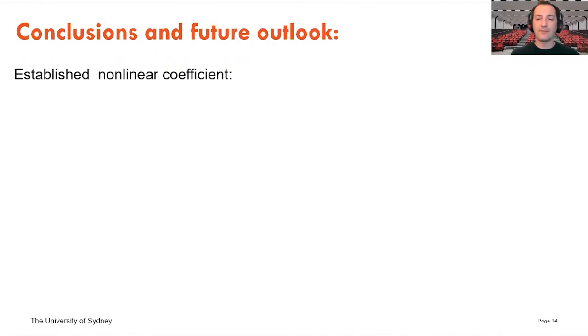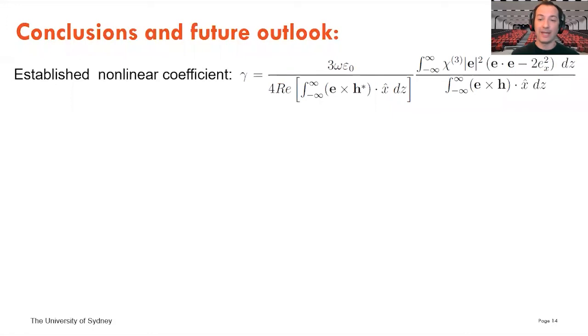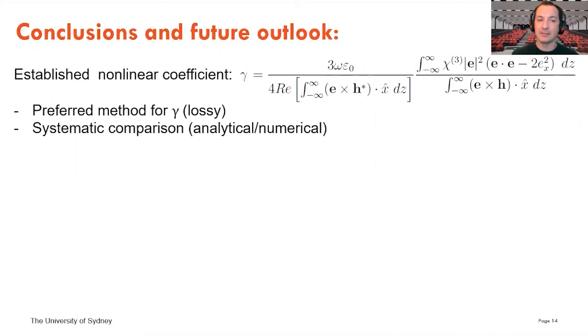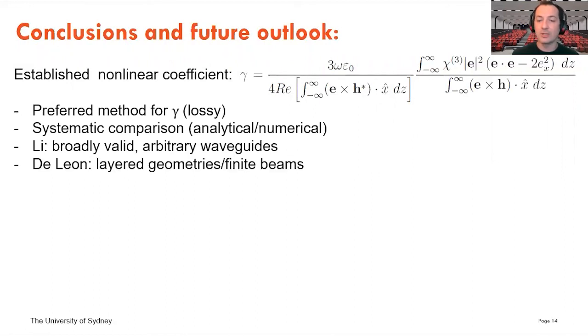So in conclusion, we have established the nonlinear coefficient for lossy waveguides. It has the following form, where x is the propagation direction and z is transverse. For a two-dimensional waveguide, the integration happens along a 2D plane rather than along a 1D line. We have found what the preferred method for gamma is via systematic comparisons between perturbative analytical methods and non-perturbative numerical methods. And we have found that the Lee method is broadly valid for arbitrary waveguides, whereas the DeLeon method is valid for layered geometries and could be useful when considering finite beams.